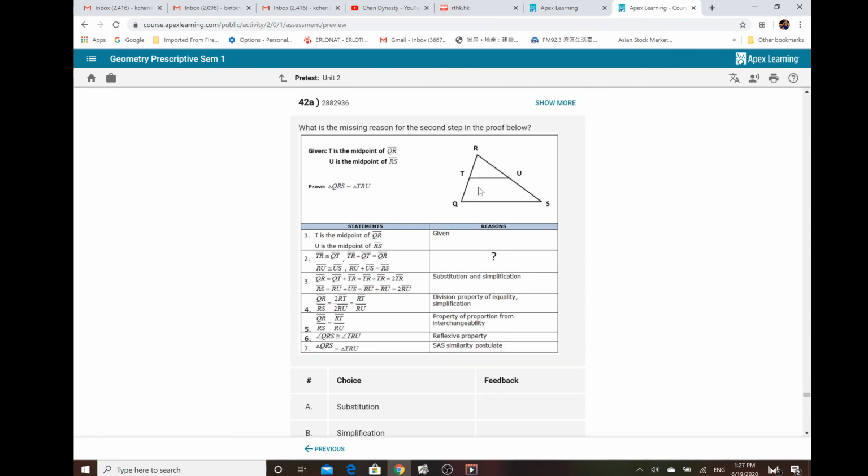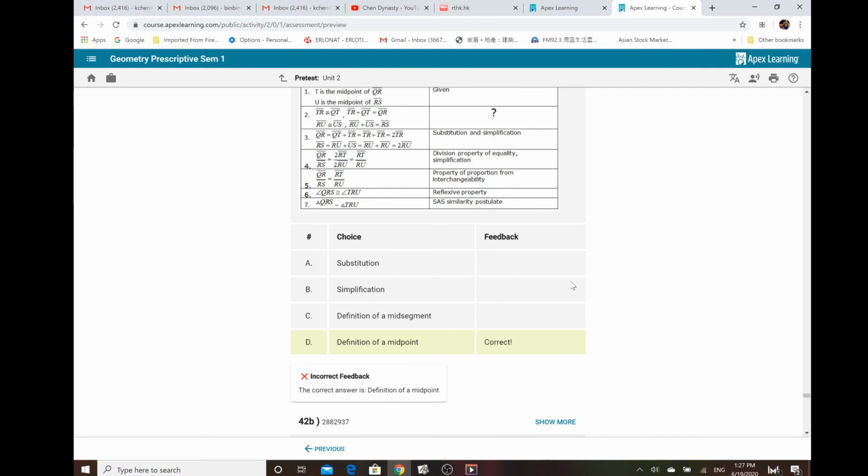Because this one is showing that TR is the same as QT, and then RU is the same as US. So that's why TU is the midsegment. So this one can be proved by the definition of midpoint.